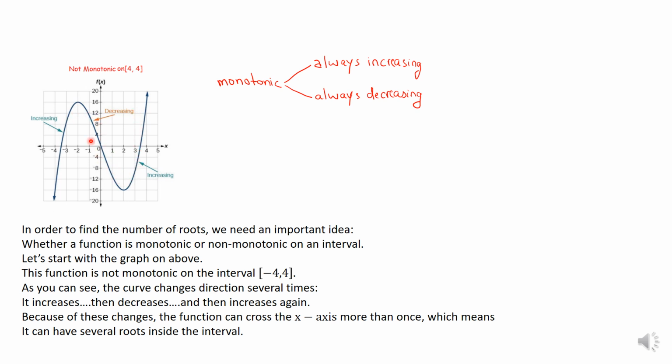What do we mean by not monotonic? Not monotonic means it is neither always increasing nor always decreasing. It changes direction more than one time.